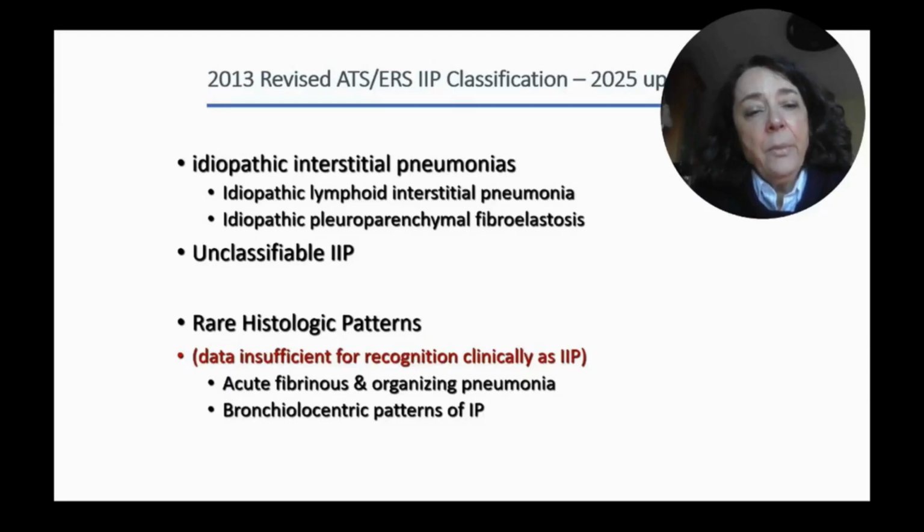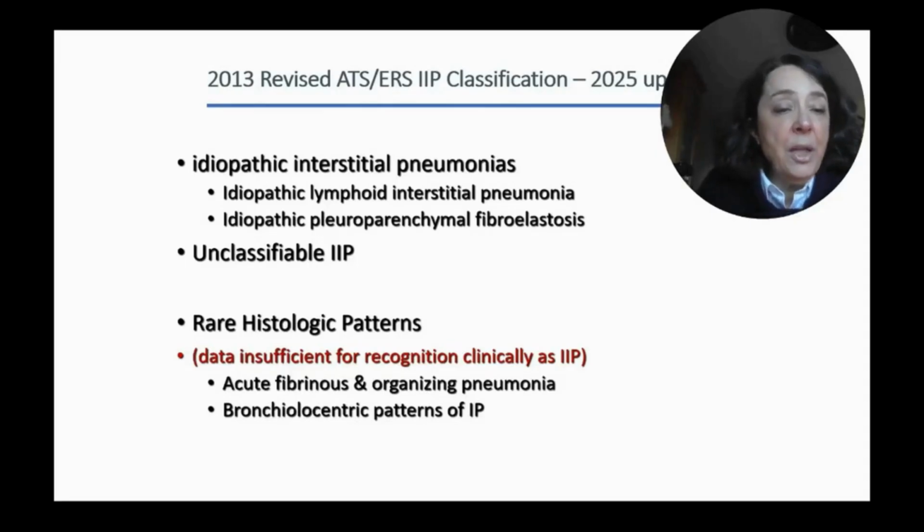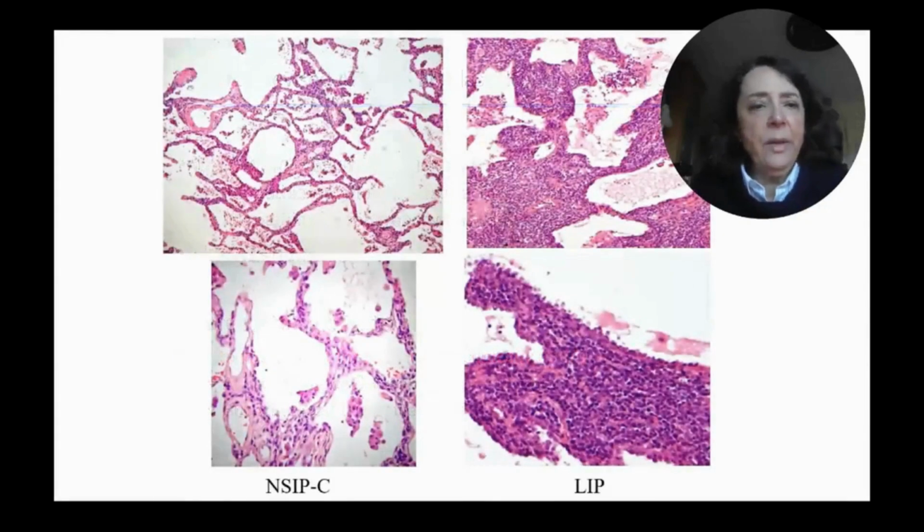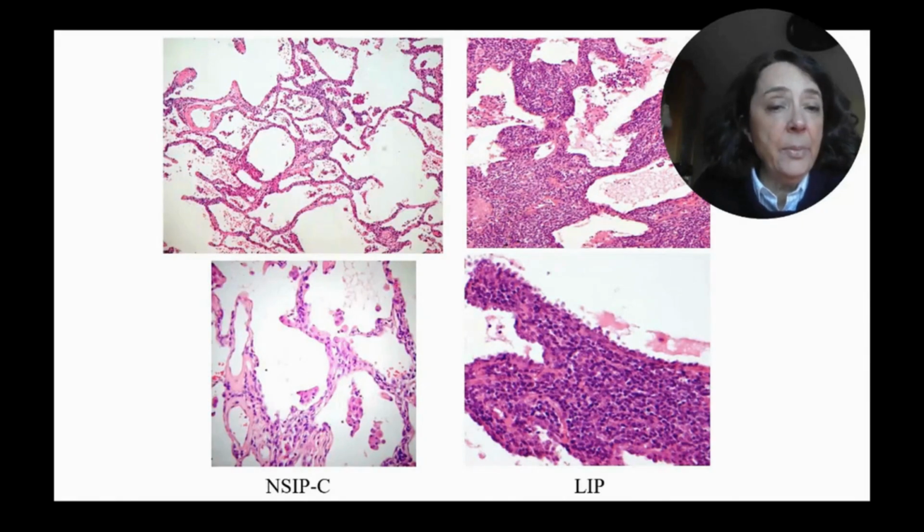And then they identified other rare histological patterns. One, I already talked about, and this was acute fibrinous organizing pneumonia. This is an acute lung injury, but instead of having hyaline membranes, they were inside the alveolar spaces. And imagine, it was a rare histological pattern in 2013, and now it's identified as one of the big patterns, these bronchiolocentric patterns of IP. So this is the case of NSIP and LIP.